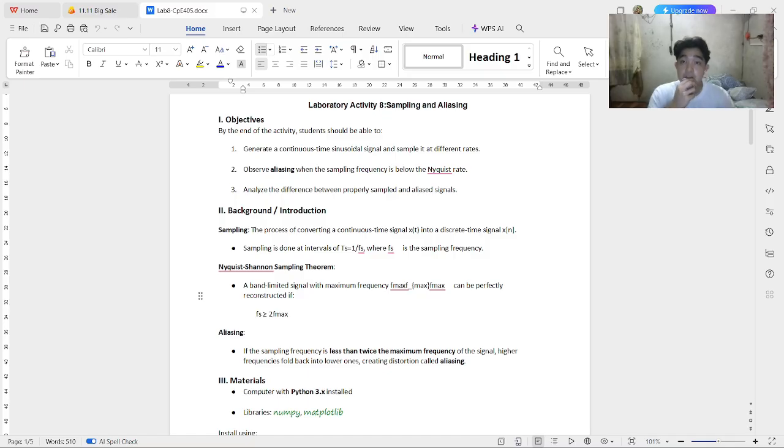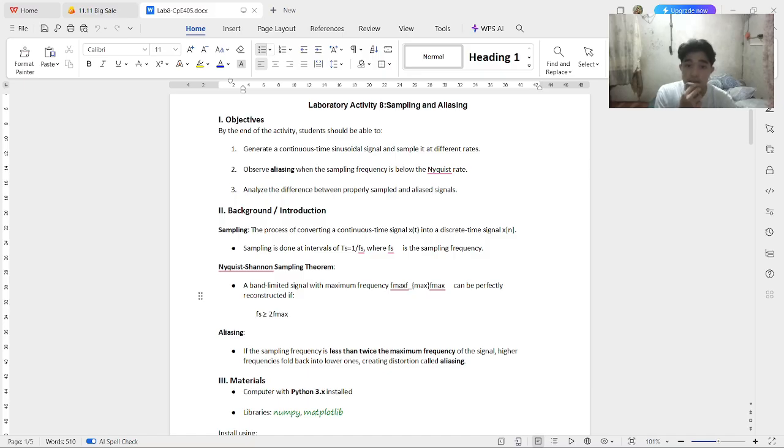I am a fourth year CPE student at Bicol University, Polangui, and in this video I will be discussing laboratory activity number 8, sampling and aliasing. Now, sampling is the process of converting a continuous time signal which exists in the real world into a discrete time signal that a computer can process.